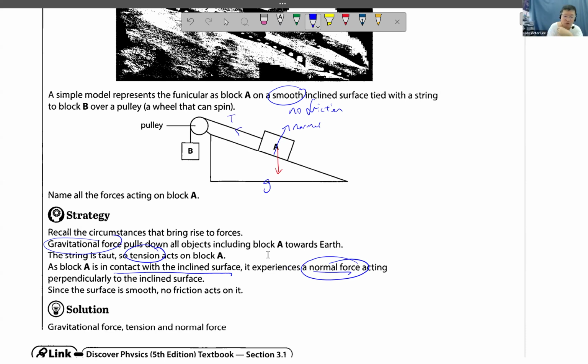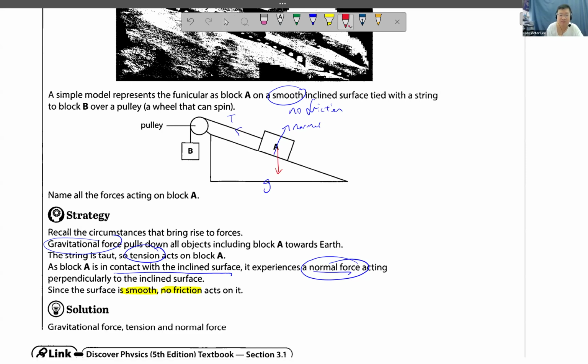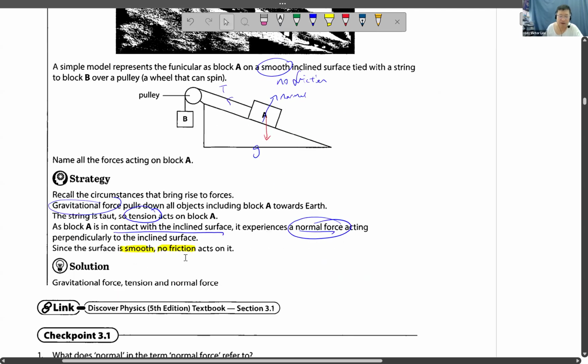And the surface is smooth. Take note of this point. I mentioned again, when it's smooth, it means no friction. Remember that. If it's not smooth, then there's friction. Because if you're moving up, the friction is actually between the surface. But in this case, smooth, no friction. So I delete it away. That's all. So your three forces: gravitational force, tension, and normal force.